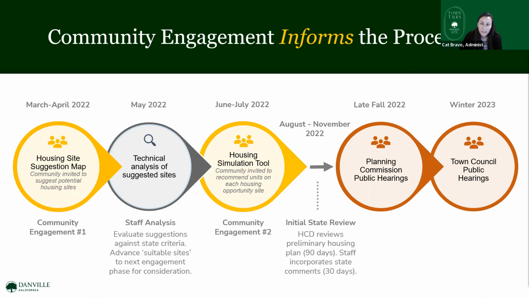Part 2 will invite residents back to participate in a site-specific housing simulation tool called Balancing Act. Through Balancing Act, residents will be able to balance where and at what density housing could be accommodated to meet Danville's minimum housing needs allocation of 2,241. This data will help inform the town's draft housing element, which will be submitted to the state for review in August. And then following the state's review, the housing element will come back to us and it will be presented to the Planning Commission for recommendation to Town Council for adoption.